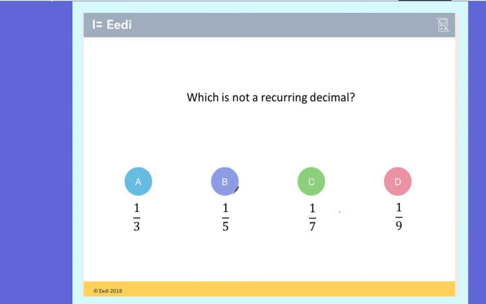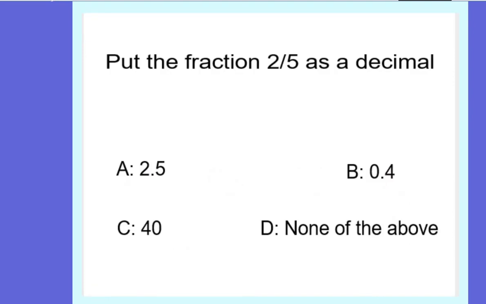Remember, to convert a fraction into a decimal, you need to do a bus stop division. For example, if I was doing a third, I'd do 1 divided by 3. And final question, can you convert 2/5 into a decimal for me? What's 2/5 as a decimal?